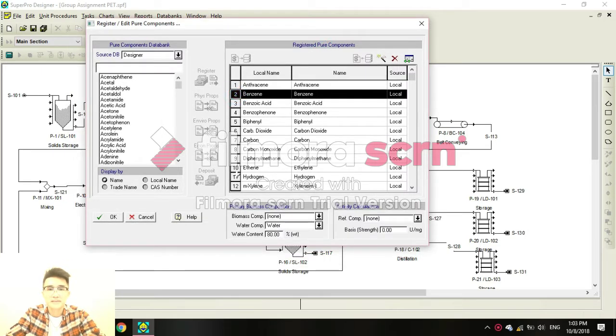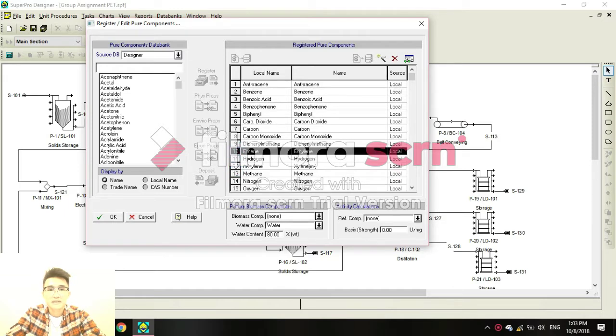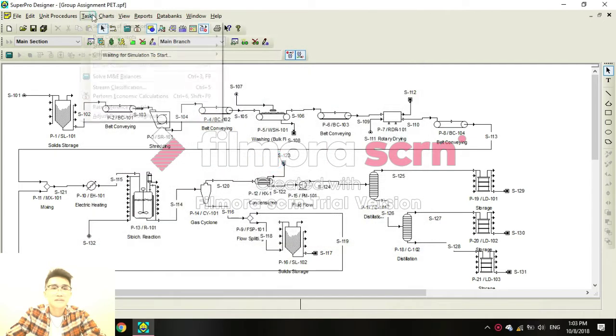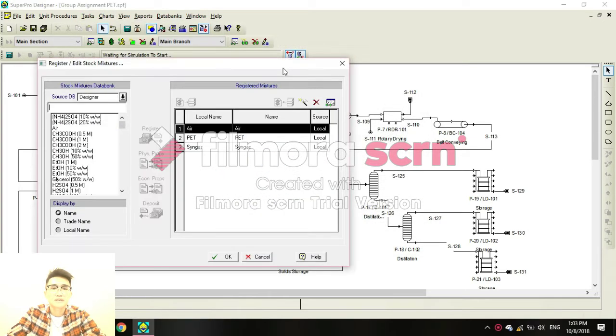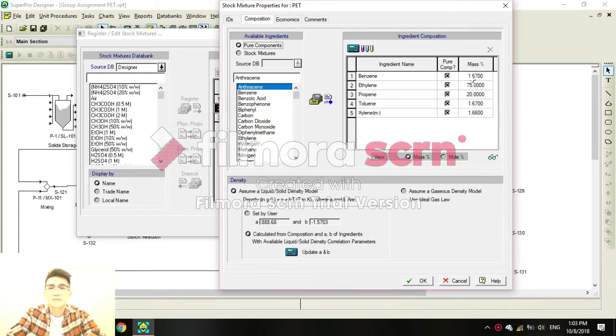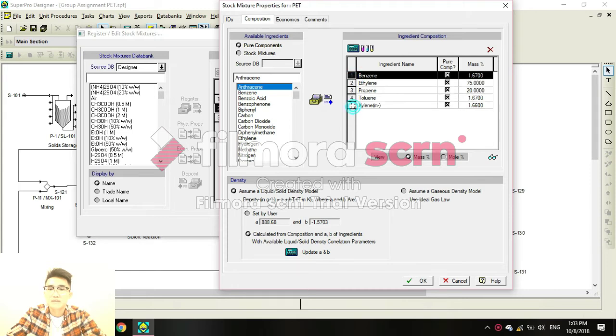So here's benzene, ethene, xylene, propene, and toluene. After we are done registering all these, we go to the next step, which is to register a new stock mixture. We create a new stock mixture and add it. In the composition tab, we need to key in all the compositions as percentages. As mentioned before, ethene is 75%, propene is 20%, benzene is 1.67, toluene is 1.67, and xylene is 1.66.